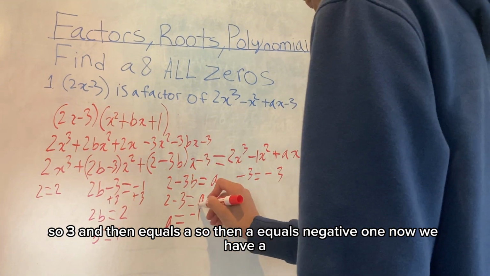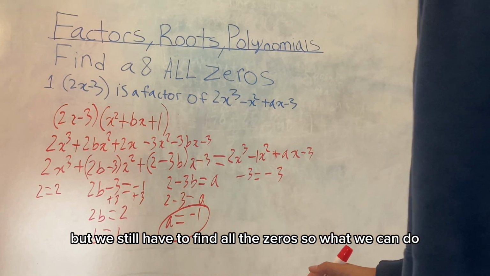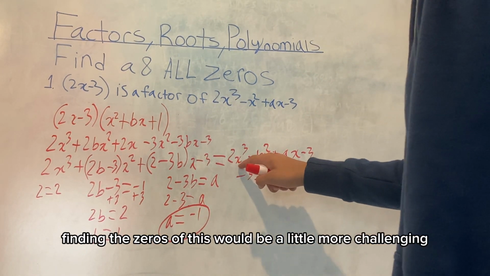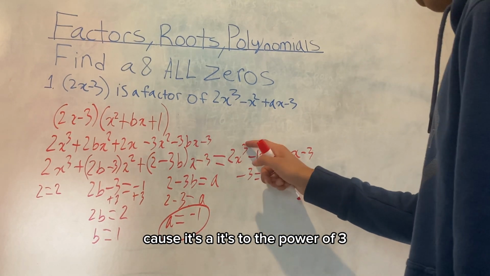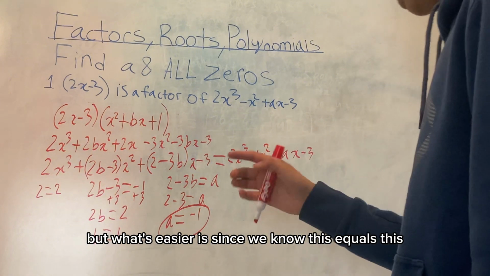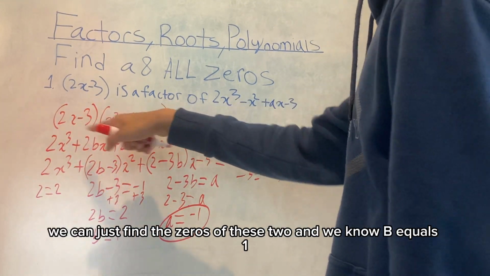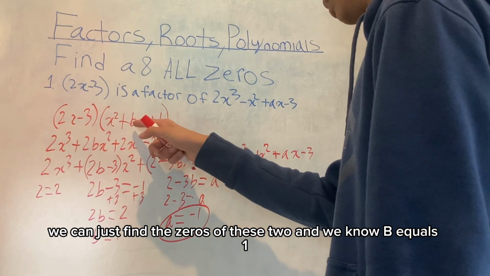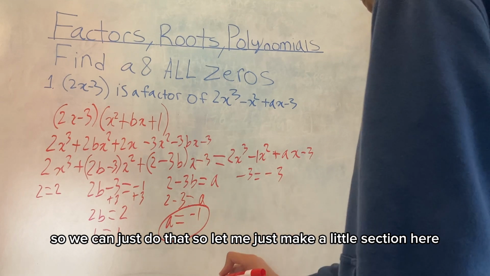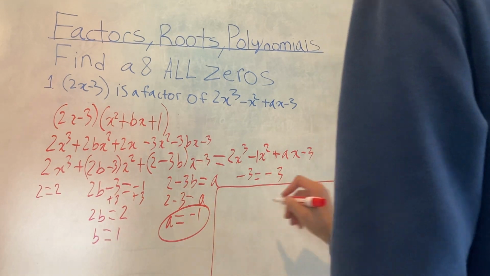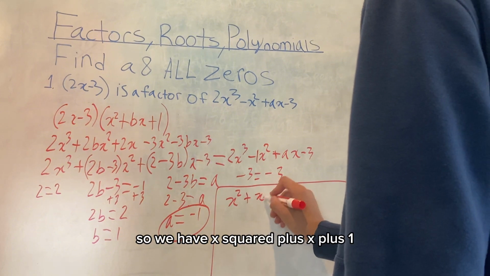Now we have a, but we still have to find all the zeros. Finding the zeros of this would be a little more challenging because it's to the power 3. But what's easier is, since we know this equals this, we can just find the zeros of these two. And we know b equals 1, so we can just do that. So let me just make a little section here. So we have x squared plus x plus 1.